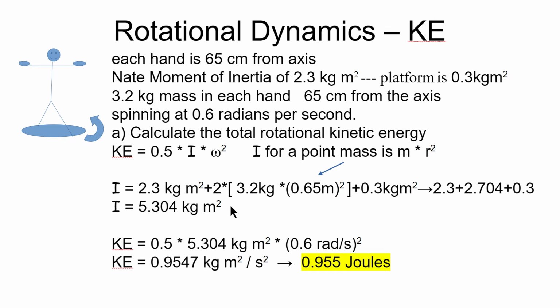So the system has a moment of inertia of 5.304 kilograms times meters squared. The kinetic energy then is 1/2 times the I number times the omega squared. And don't forget to square the omega, 0.6 radians per second. Pause this, pull out your calculator. As an intermediate number, I write down 4 significant figures, but when I write down the requested answer, I round it to just 3 significant figures, so 0.955 joules.